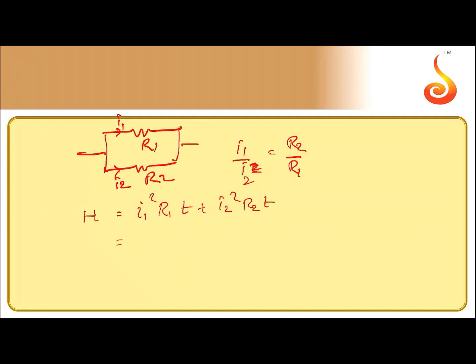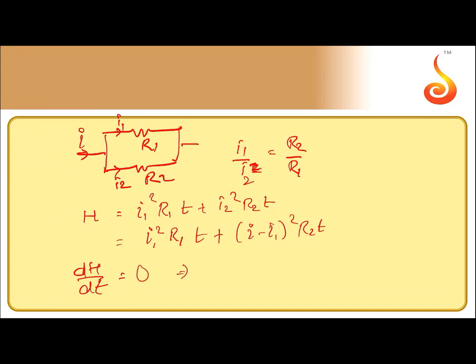I can simplify it further as I1 square R1 T plus, if the main current is I, I can write I2 as I minus I1 whole square R2 into T. So now the heat produced is, according to the question, minimum or maximum. Now if the heat produced is minimum or maximum, then dH by dt is equal to 0.